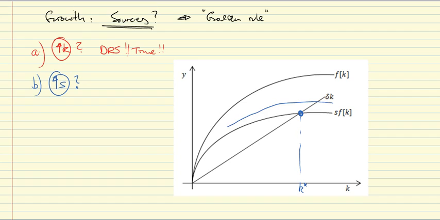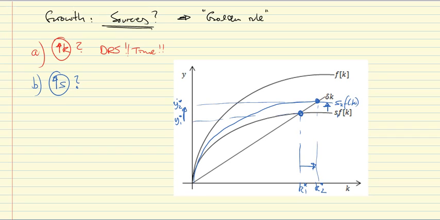Well, this function S F of K shifts upwards, and we now have an S2, so that would be S1 F of K and S2 F of K. And we have a new steady state to which we can slowly adjust. So here's a K star 1, K star 2. And correspondingly, we have a Y star 1 and a Y star 2.